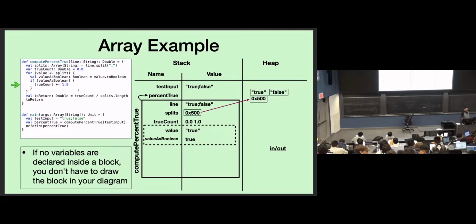And I'm going to say if value as Boolean, if value is Boolean, that's true. So we have if true, execute this code, true count plus equals 1. We're going to increment true count, cross out the old value, write in the new value.